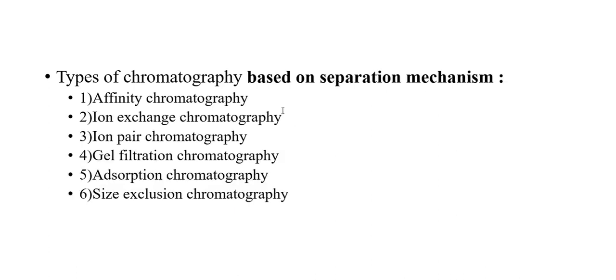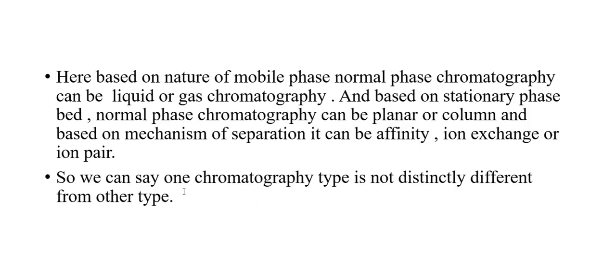Types of chromatography based on the separation mechanism. Based on the mechanism of separation, there are the following types of chromatography: affinity, ion exchange, ion pair, adsorption, and size exclusion. Here, based on the nature of the mobile phase, normal phase chromatography can be liquid or gas chromatography. Based on the stationary phase bed, normal phase chromatography can be planar or column. And based on the mechanism of separation, it can be affinity, ion exchange, or ion pair, and so on.